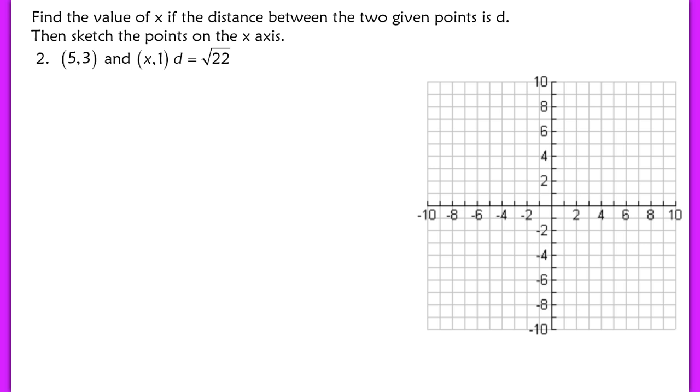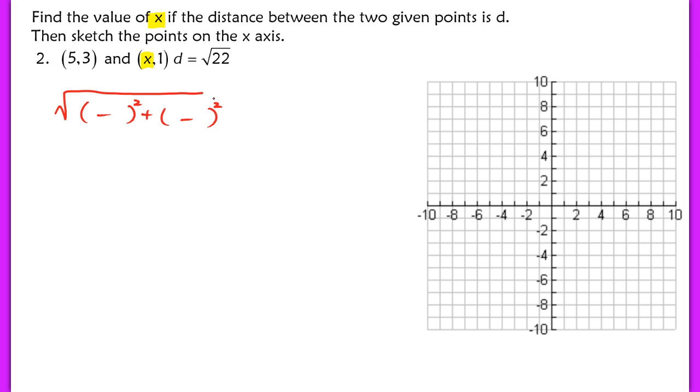It says to find the value of x if the distance between the two given points is d. So in this case, we are finding x, okay? Notice we're missing the coordinate here. So to set this up, I actually do need to rely on the distance formula here. So let's use that. We've got the square root symbol here.